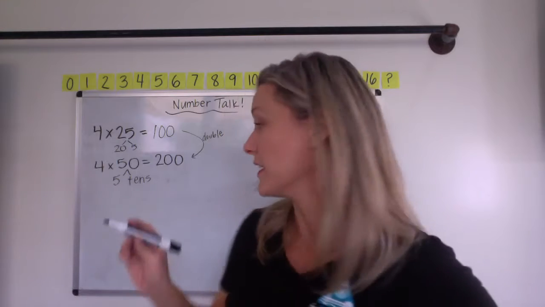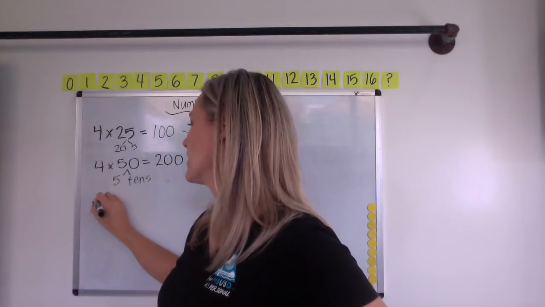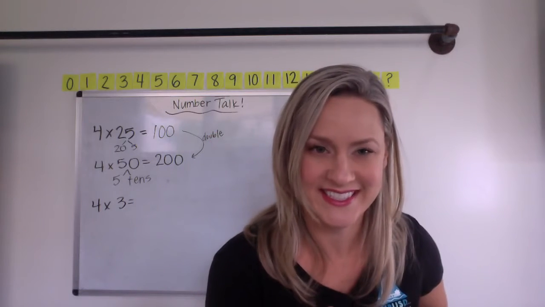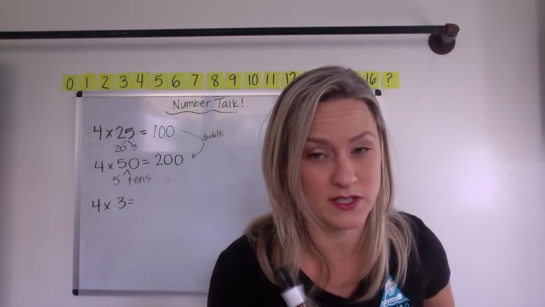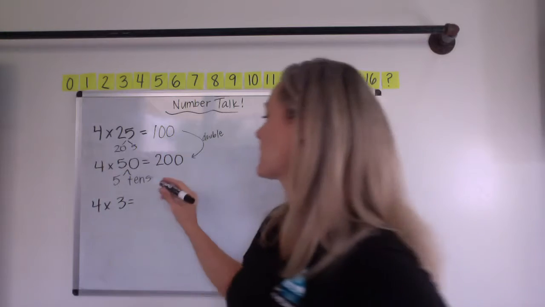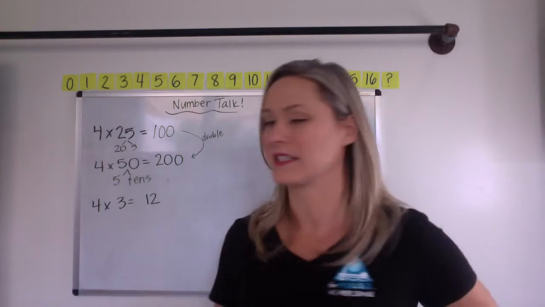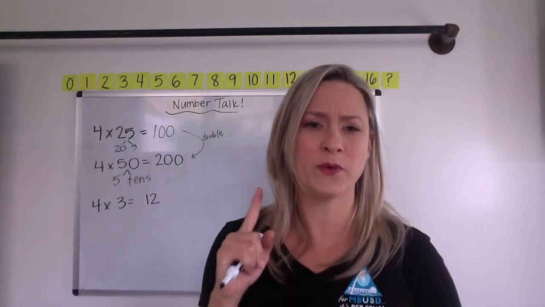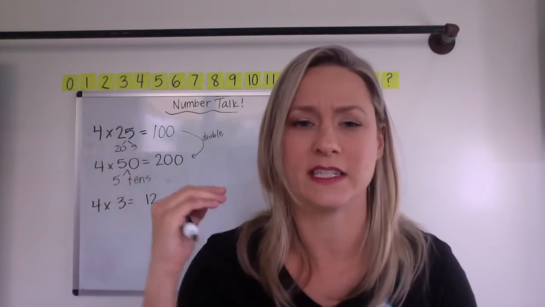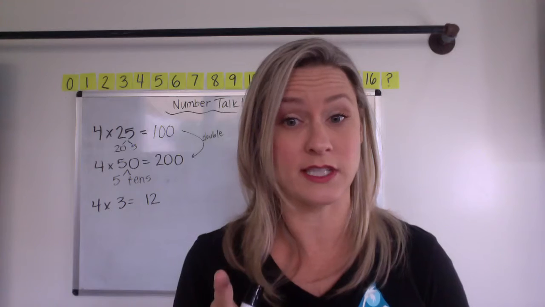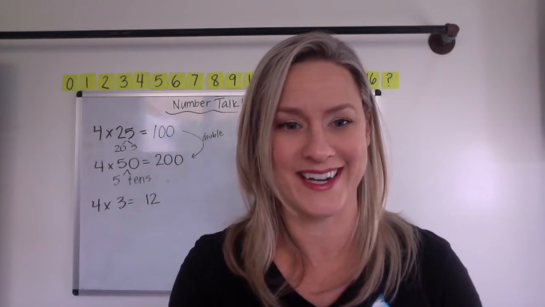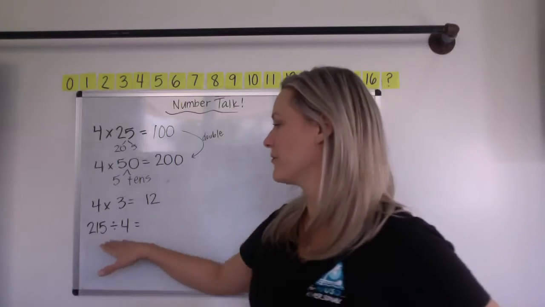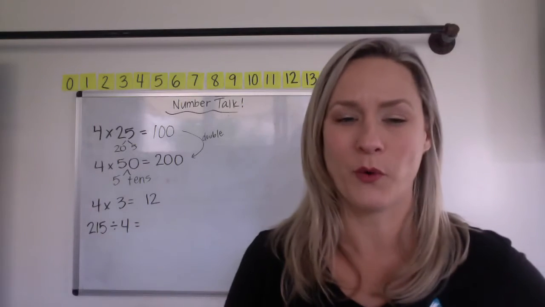All right, last one for the basic fact. 4 times 3 equals what? Well, I think you probably know this one. 4, 8, 12. All right, so we know our basic facts here. Now, get ready. We're going to look at what it would be if we now solved a division problem that's very closely related to these. All right, so what is 215 divided by 4?